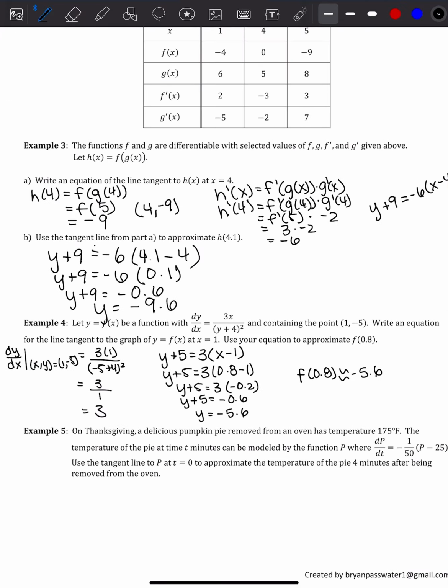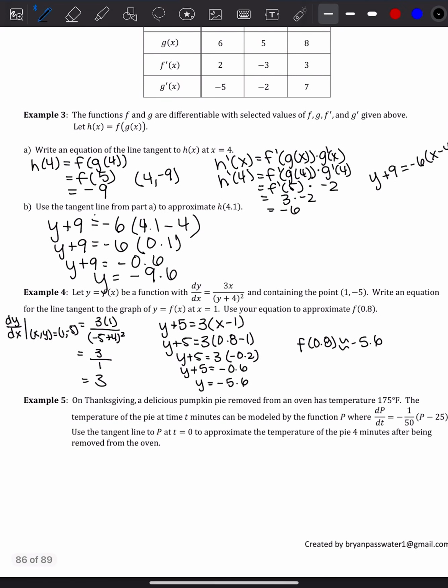And our last one here: on Thanksgiving, a delicious pumpkin pie is removed from an oven. There's a word missing. An oven whose temperature is 175 degrees Fahrenheit. The temperature of the pie at time t minutes can be modeled by the function p, where dp over dt is equal to negative 1 over 50 times the quantity p minus 25. Use the tangent line to p at t equals 0 to approximate the temperature of the pie 4 minutes after being removed from the oven.